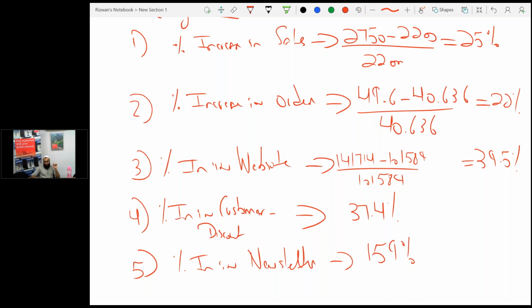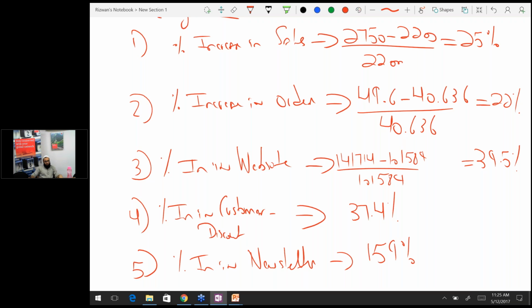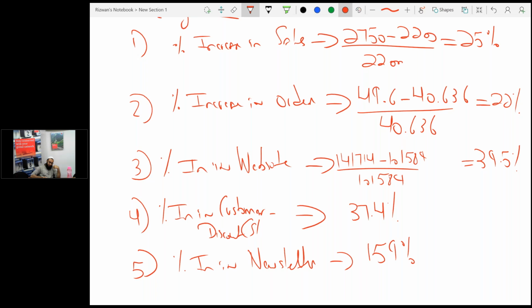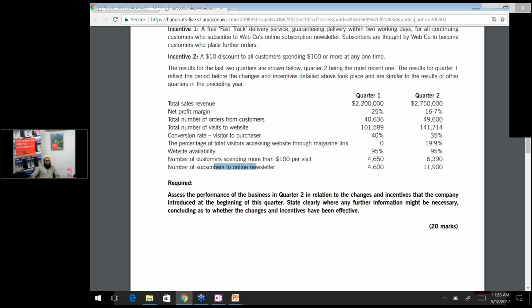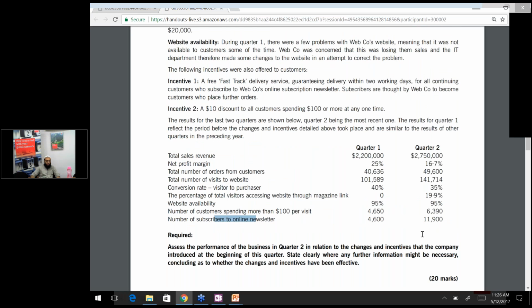Is this clear? Okay. Now let's move to the interpretation side. Percentage increase in customers taking discount of $100. This I worked out. This is newsletters, this is website hits, this is orders, and this is sales increase. Got it? Now let's discuss, and I need your input. I'll be explaining in a very detailed way, so please do give me your inputs. This is the time that once again we'll communicate with each other.